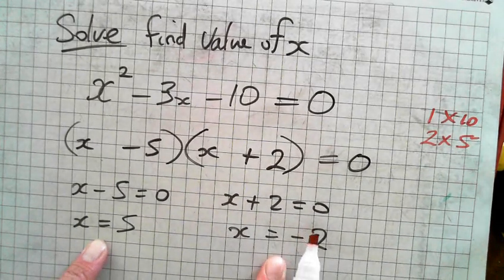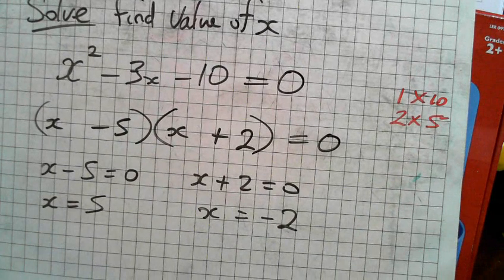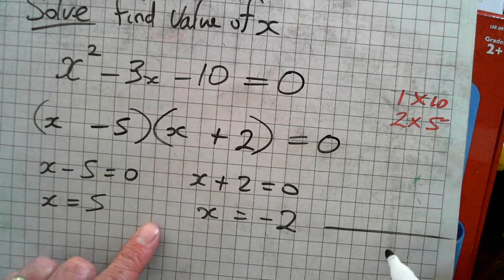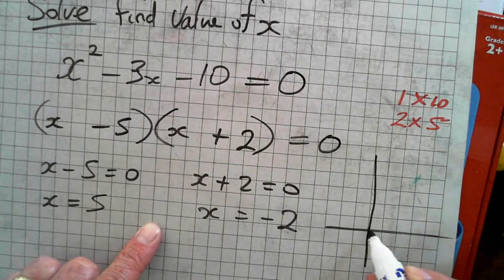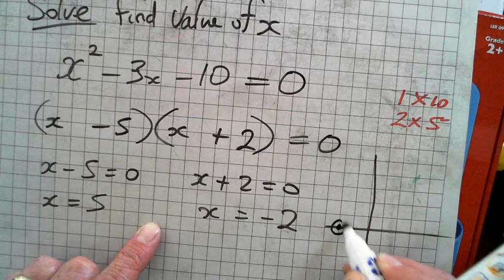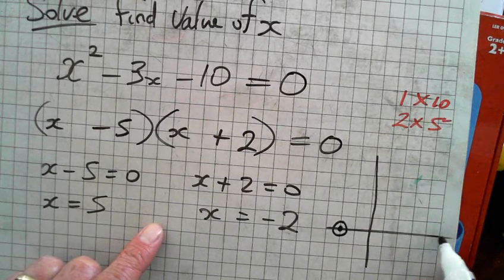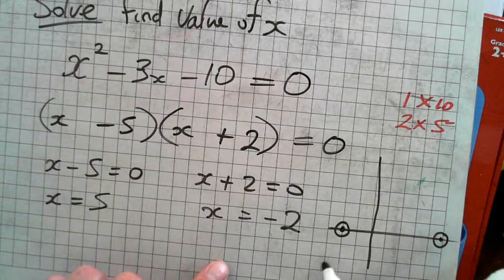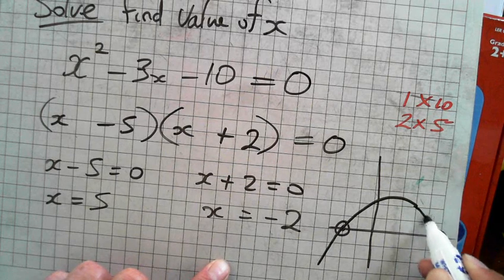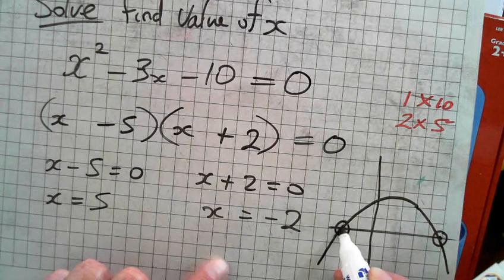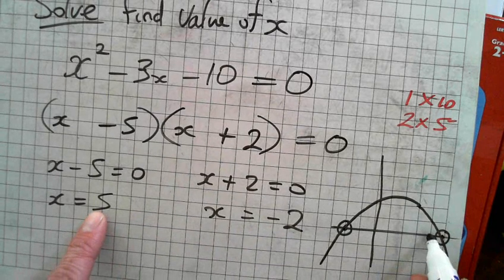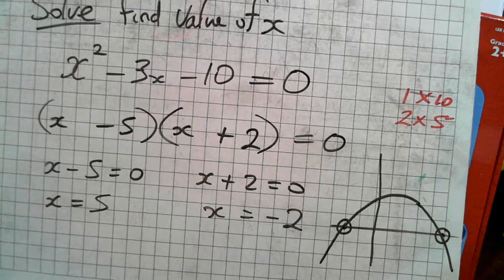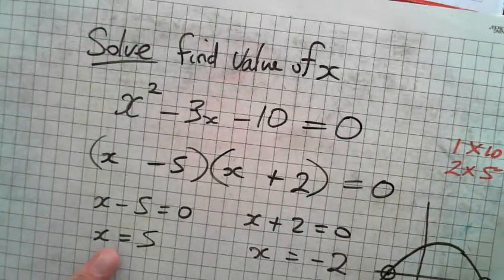What do these two numbers actually mean? Well, what they actually mean is points on the x-axis. So there's minus 1, minus 2, 1, 2, 3, 4, 5. They mean that this graph, when you actually draw it, cuts the x-axis at minus 2 and 5. So you finish when you get to x equal 5 and x equal minus 2. That's it, that's solved.